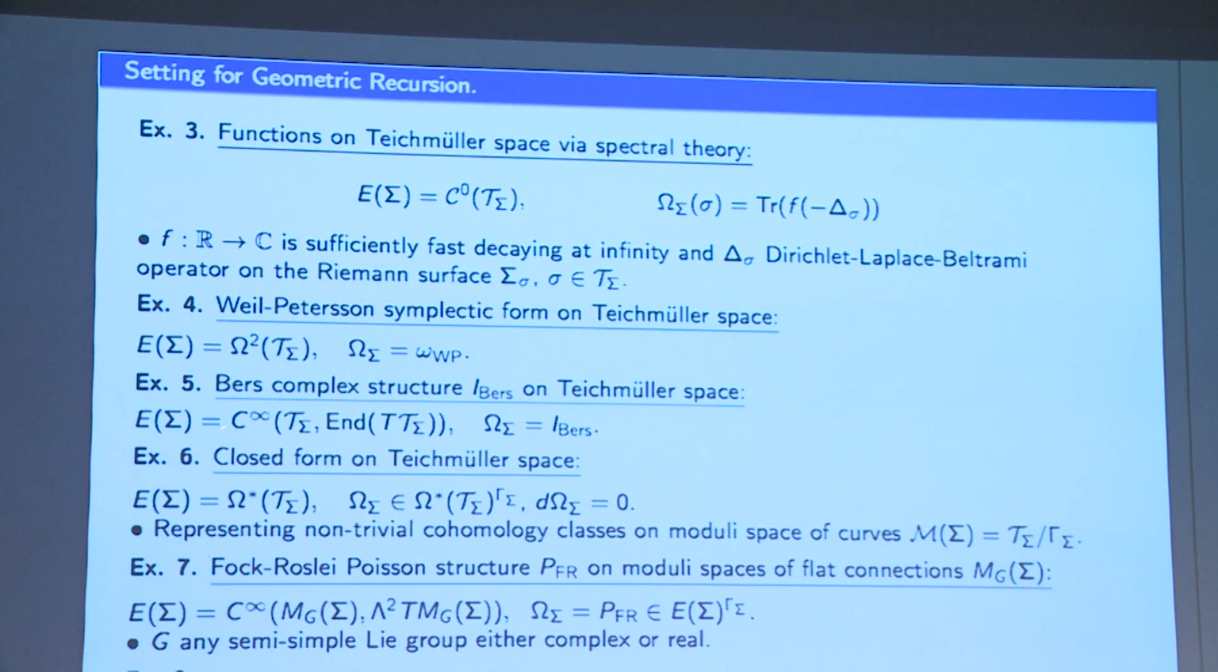If you take Bers' complex structure, that fits in the framework too, because the vector space is then just smooth sections of the endomorphism bundle of the tangent bundle. If you take closed forms on Teichmüller space, of course, this fits in the scheme as well. You could imagine representing cohomology classes.